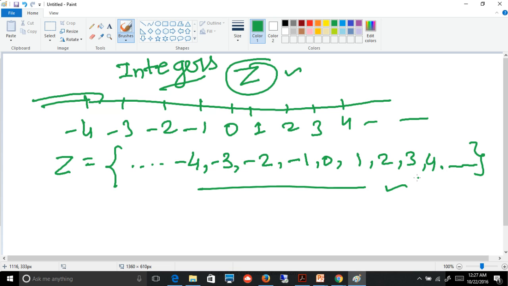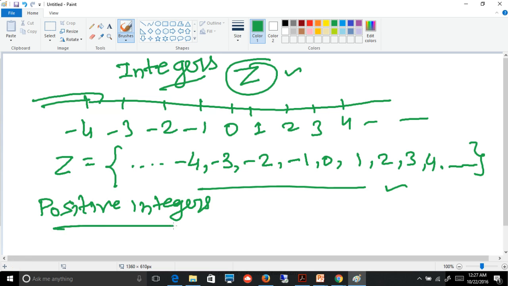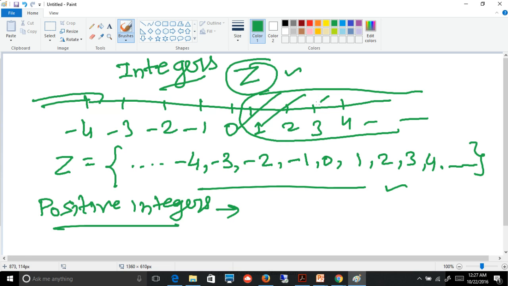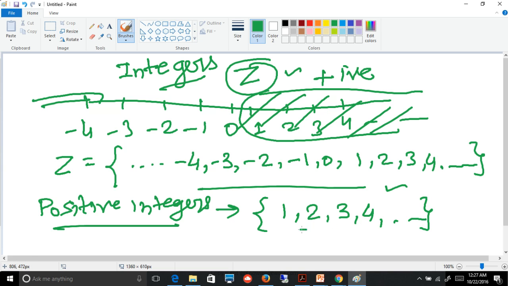Now we have two things here. One is called positive integers. What are positive integers? The integers which are on the right-hand side of 0 are called positive integers. If you see here, this section is called positive integers. So what are the positive integers here? Positive integers are nothing but 1, 2, 3, 4, and so on.